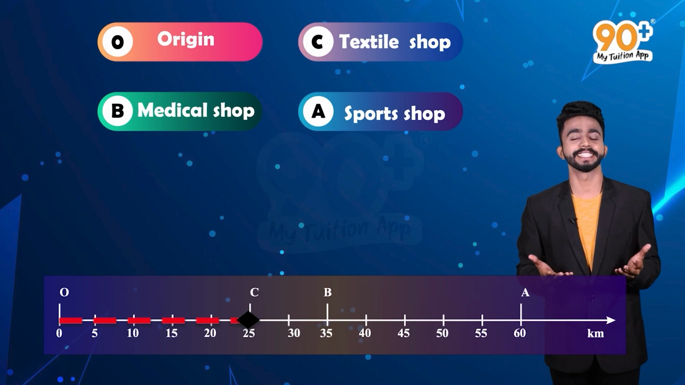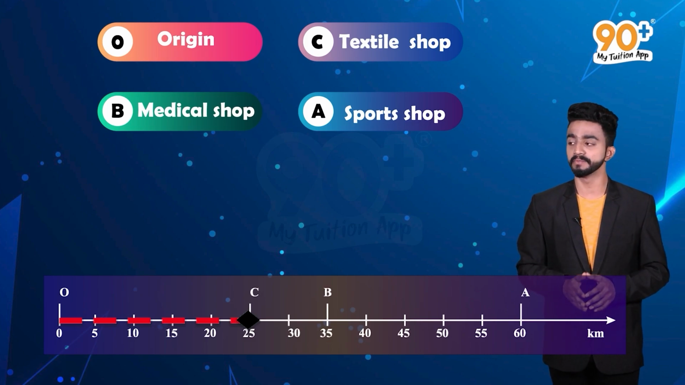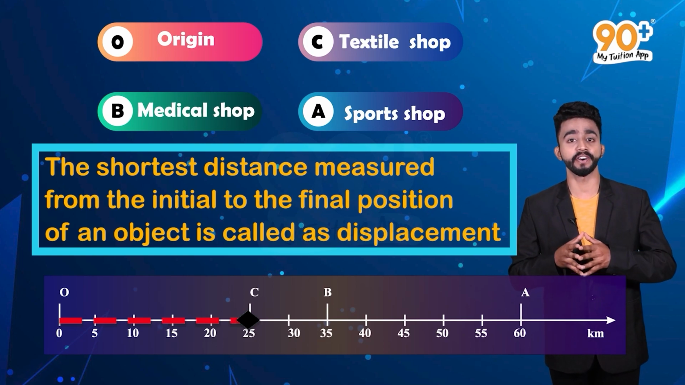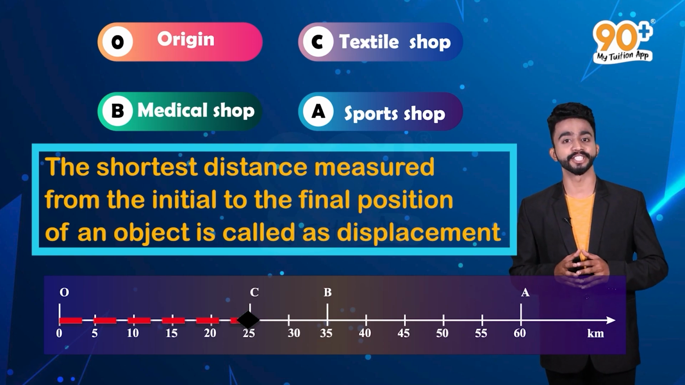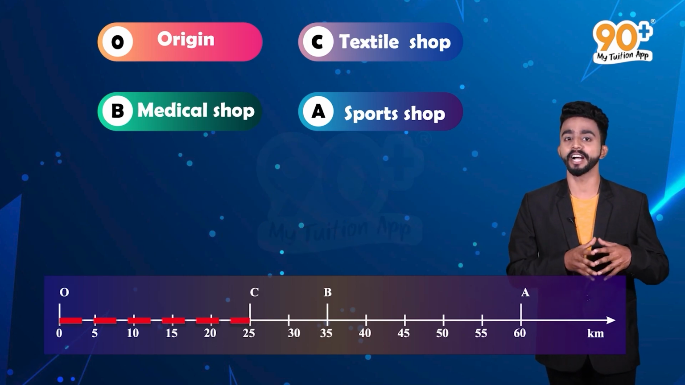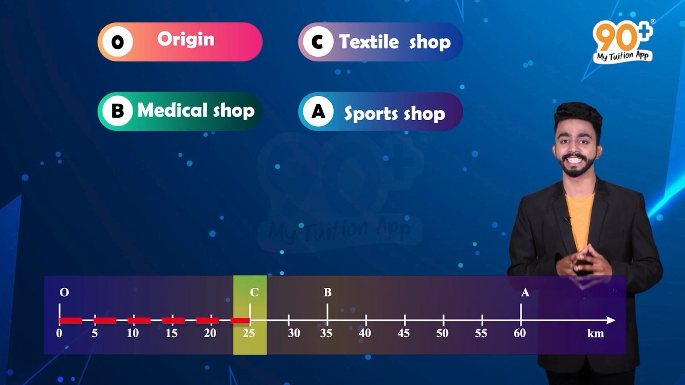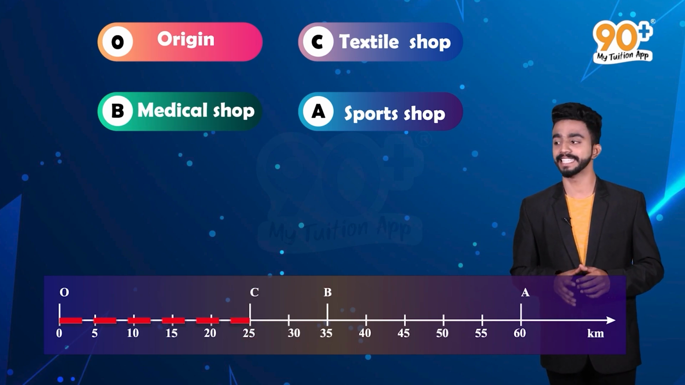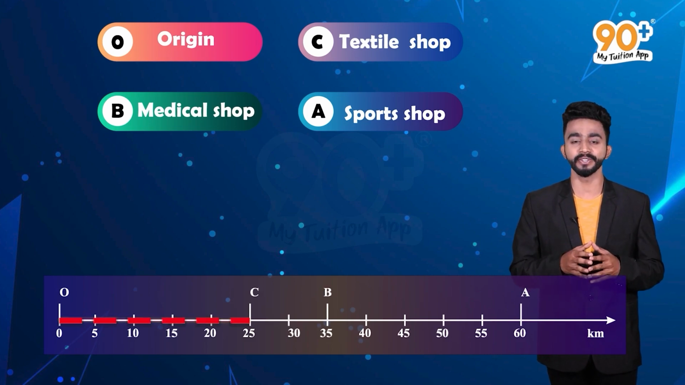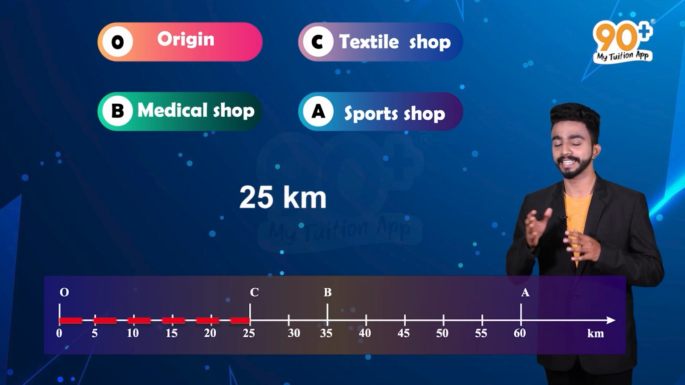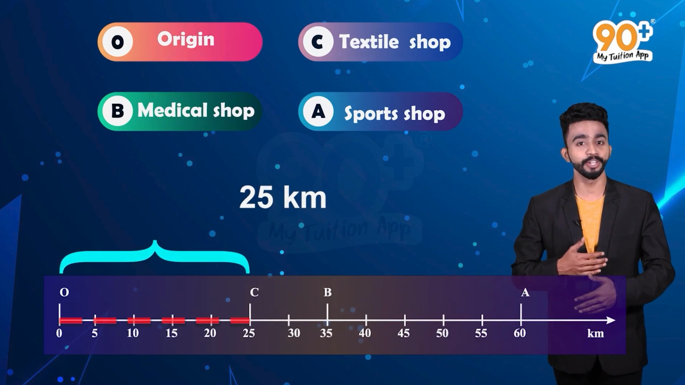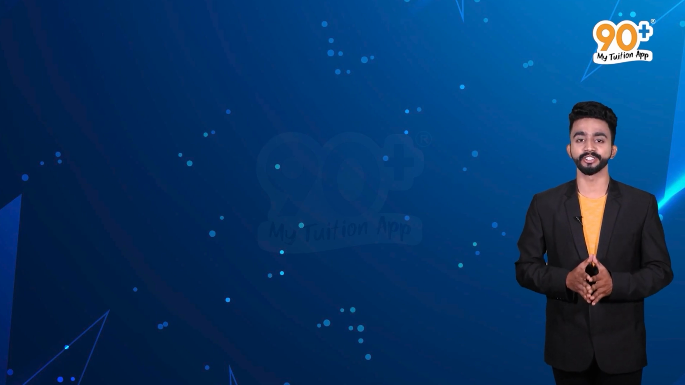By the way, what is displacement? In general terms, the shortest distance measured from the initial position to the final position of an object is known as displacement. In this case, the distance from Raju's house to the final position C, that is the textile shop, is the displacement here. So, in this case, the displacement value is 25 kilometers, that is the distance from the origin O to C. Before we go to the next topic, let's check out this question.